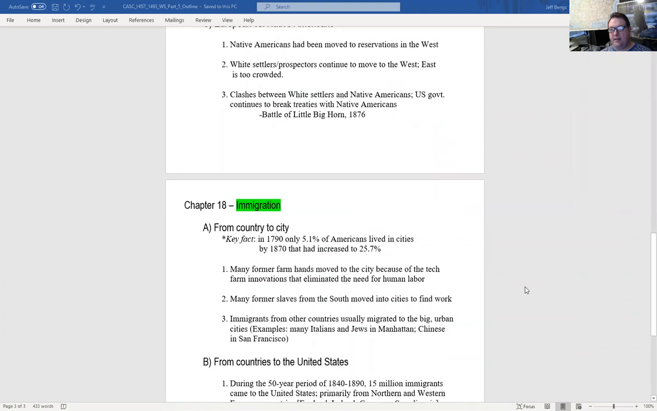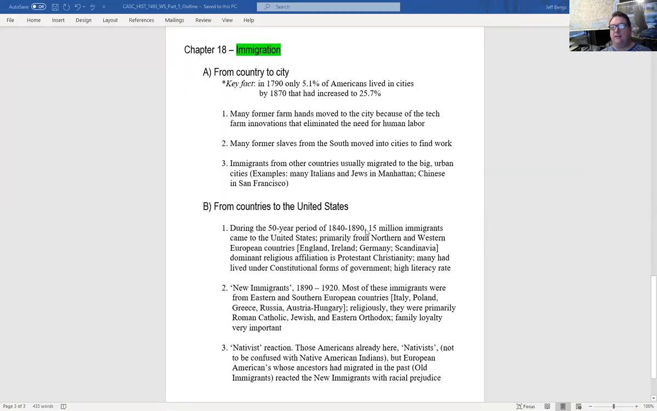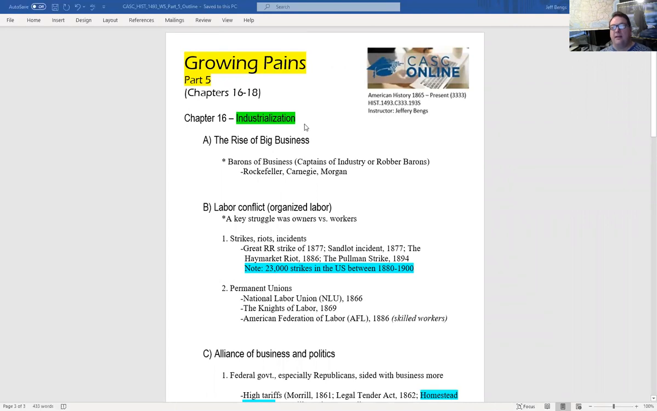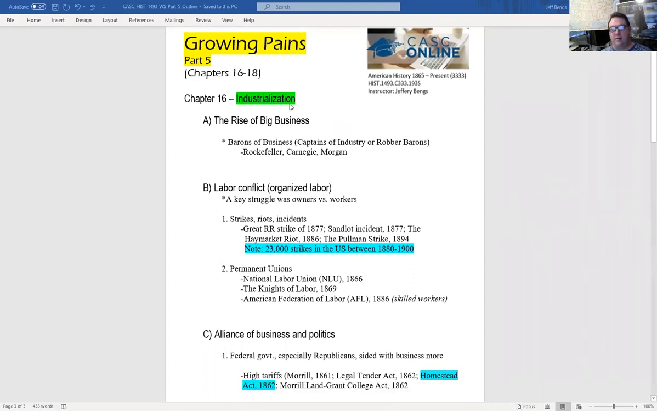This chapter 18 outline will be posted today on the home page along with this outline, but remember that chapters 16, 17, and 18 are all a part of this section called Growing Pains, which is part 5 of the textbook. And remember, I'm using one word to describe each. Well, for us, it's nice and tidy because we do it for each chapter. But these descriptions are also the growing pains that our nation was experiencing during the Gilded Age.